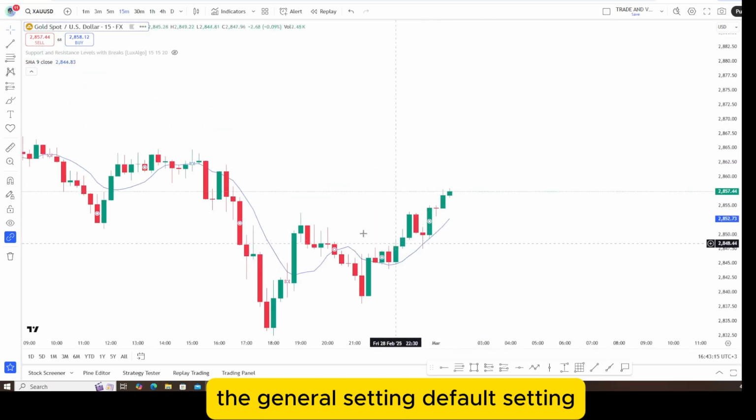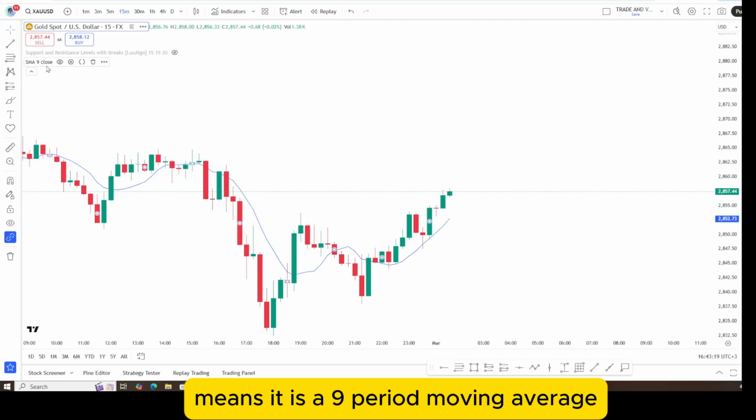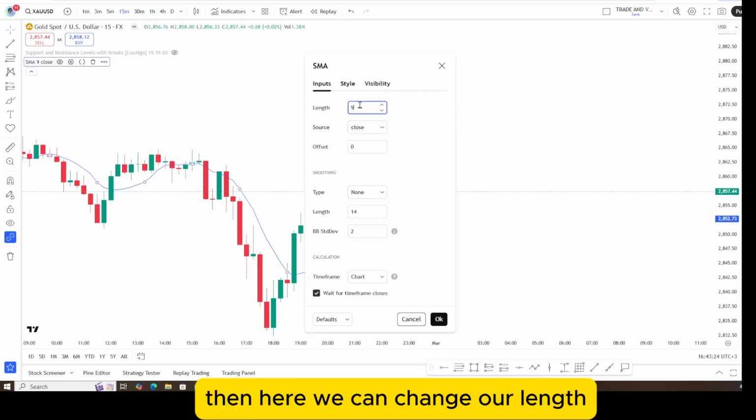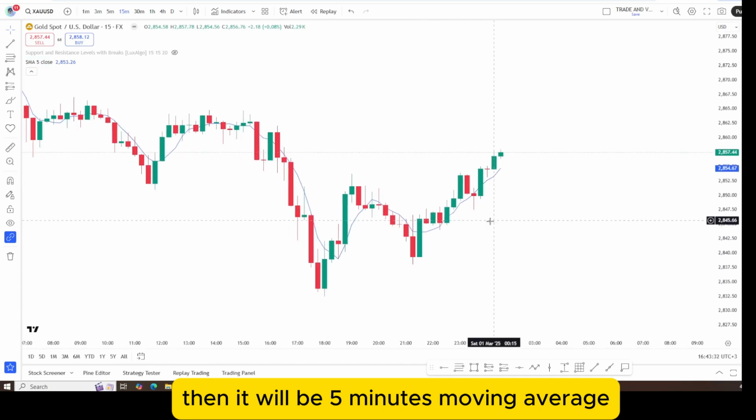The general default setting will be SMA 9 close, which means it is a 9 period moving average. Go to settings here. Then here we can change our length. If you want 5, then put 5. Then it will be a 5 period moving average.